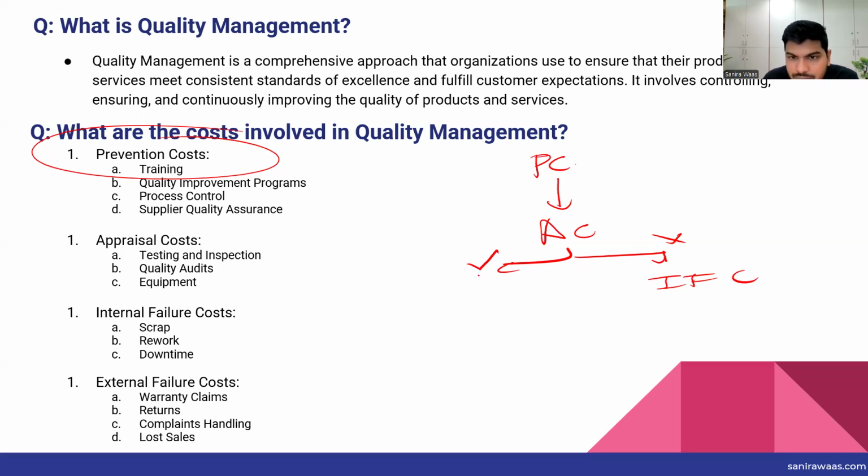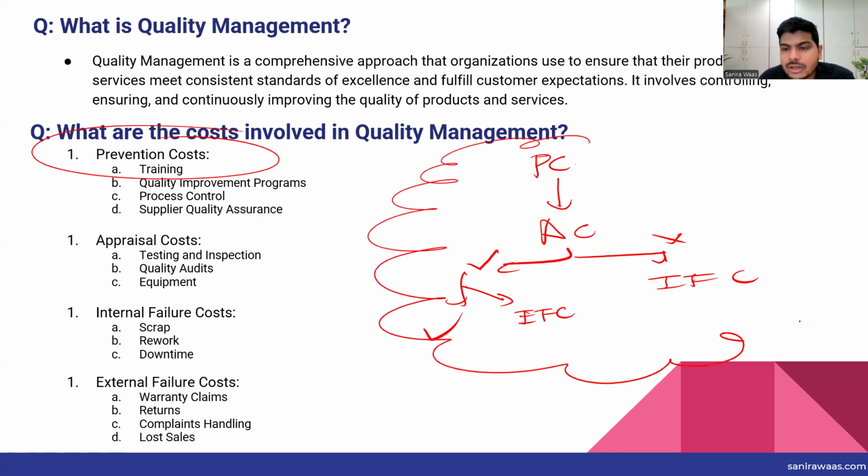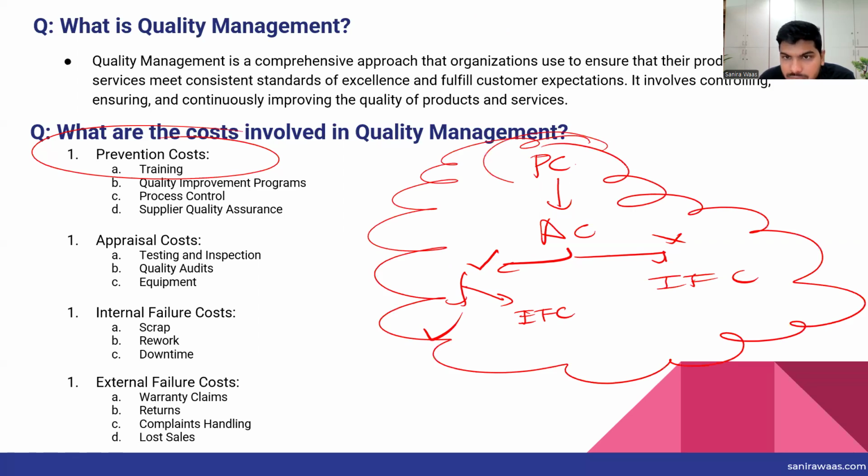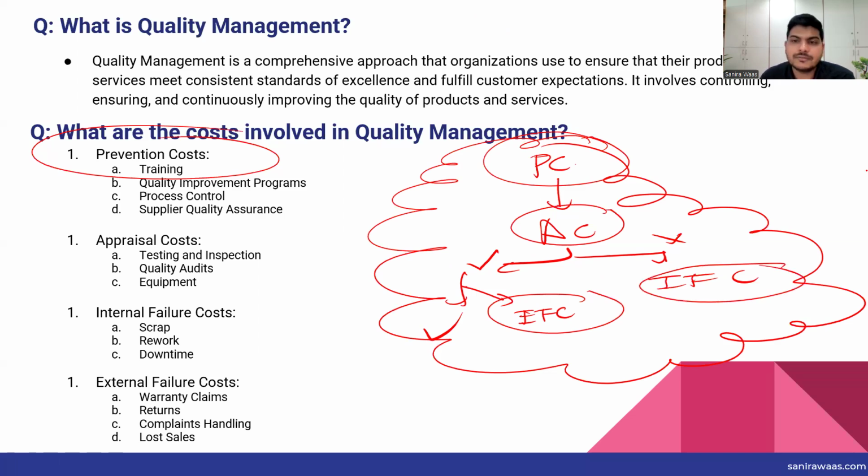If it is good, it's good. But sometimes there can be what? External failure costs. External failure is where the warranties and all the claims would come. This entire thing is involved in your quality control, or your quality management. Your prevention costs, your appraisal costs, your external failure costs, and your internal failure costs.